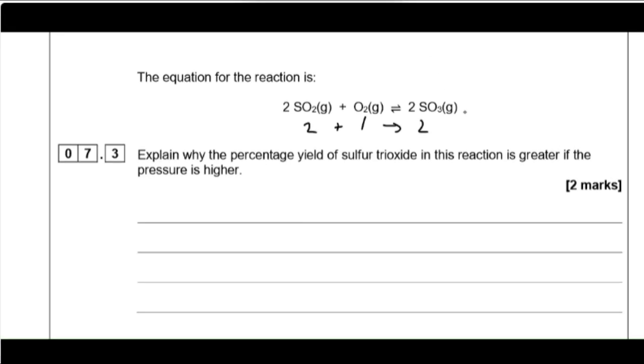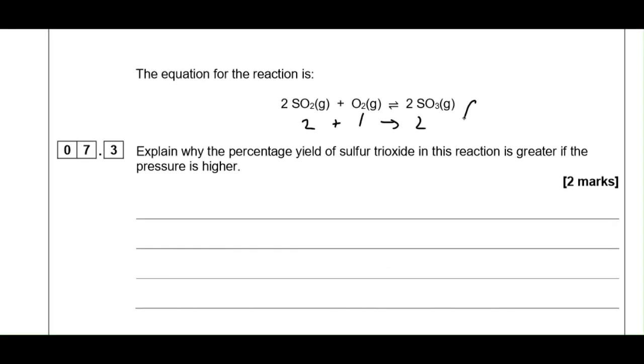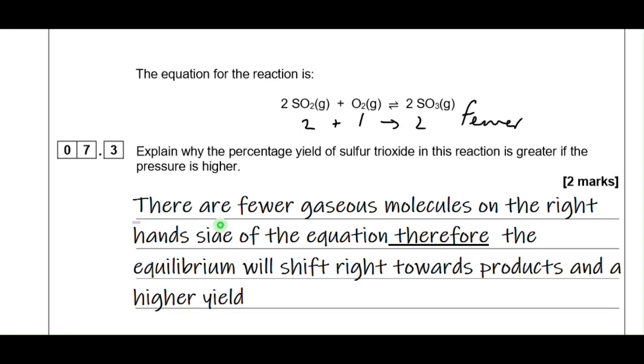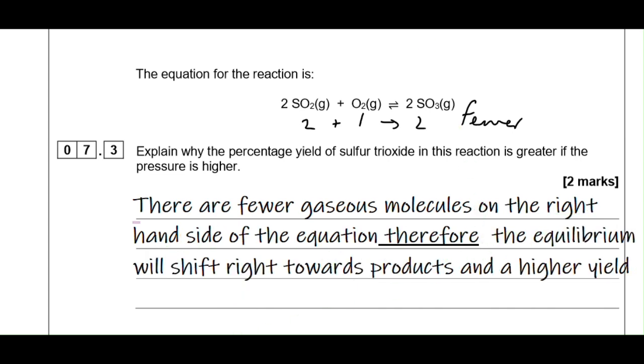We've got 2 molecules of SO2, 1 of O2 and 2 of SO3. So we've got fewer molecules on the right hand side. Therefore, the equilibrium is going to move to the right hand side. Hence, we get a greater yield because more product is formed. So, to get our 2 marks in the space provided, there are fewer gaseous molecules on the right-hand side of the equation. Therefore, the equilibrium will shift right towards the products and a higher yield. 1 mark for the fewer molecules and 1 mark for the shift to the right. 2 marks.